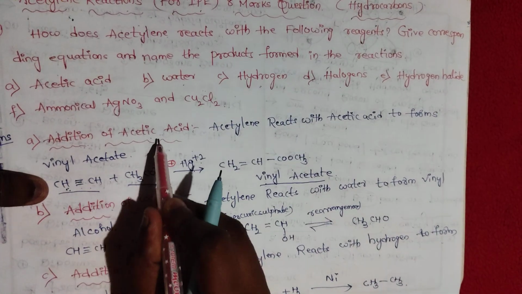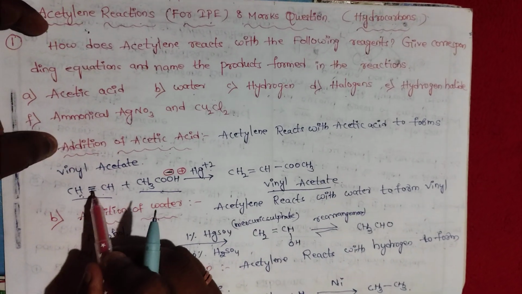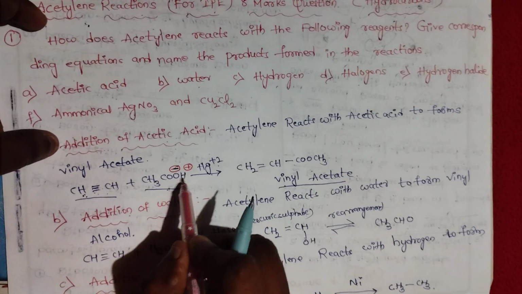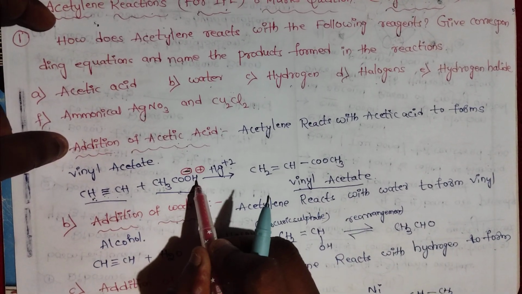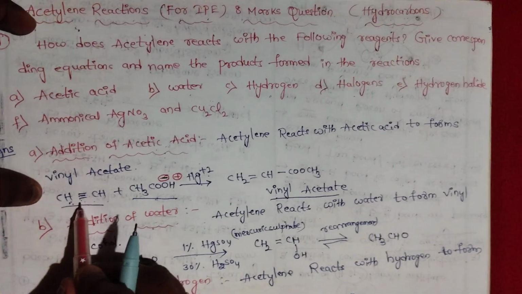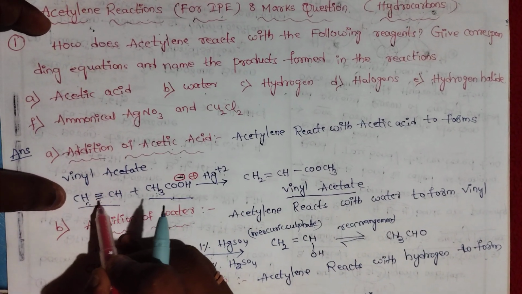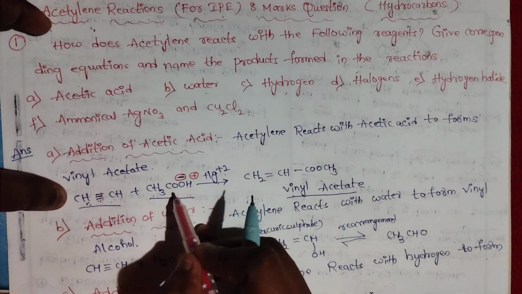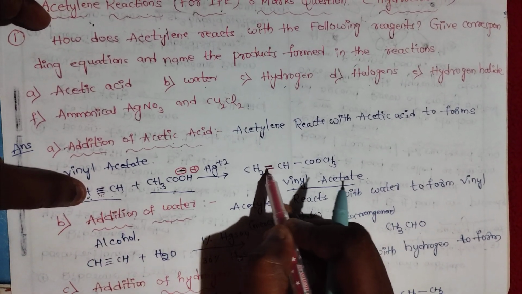Now, addition with acetylene. What is the meaning of addition? Adding of groups. Acetic acid is divided into two types of ions: CH3COO minus and H plus. Acetylene has 3 bonds, and as we add each group the bonds decrease. Initially 3 bonds are present in acetylene, and by the addition of acetic acid the triple bond changes into a double bond.